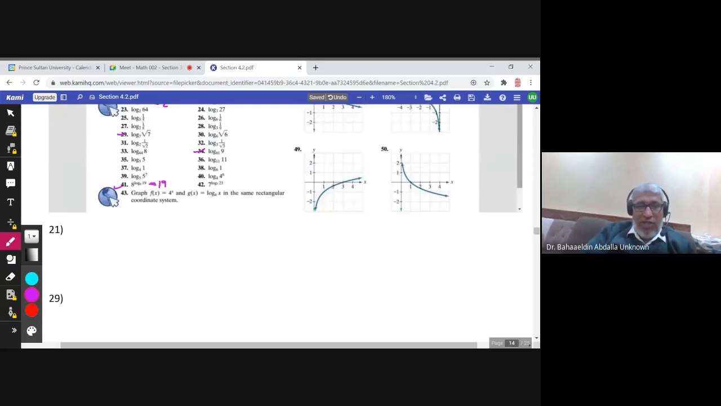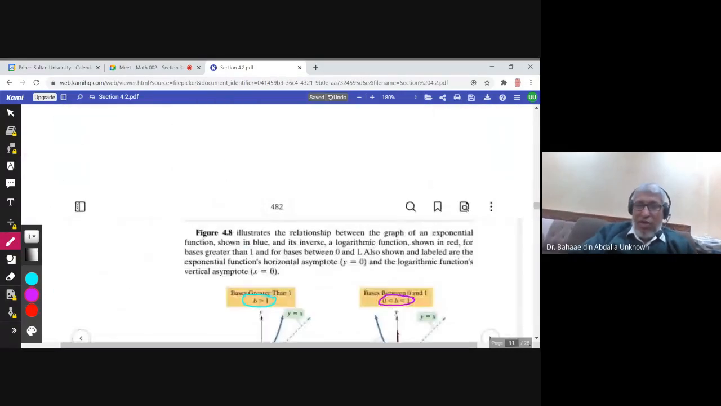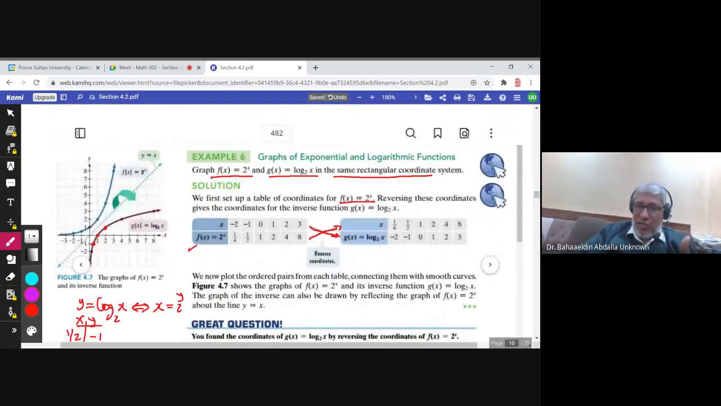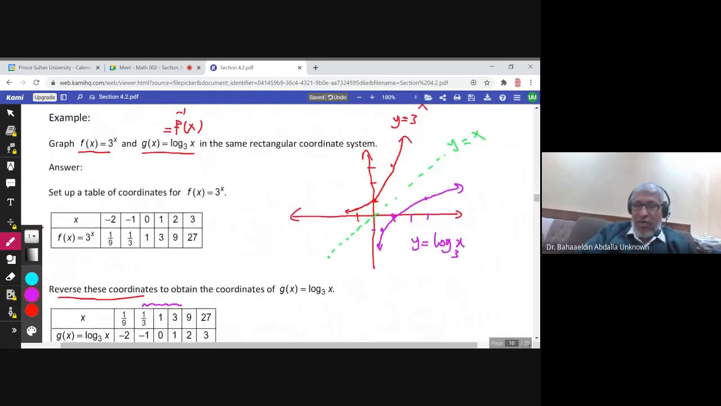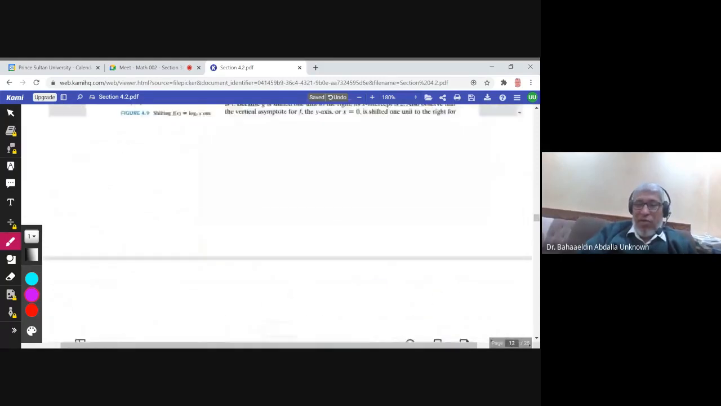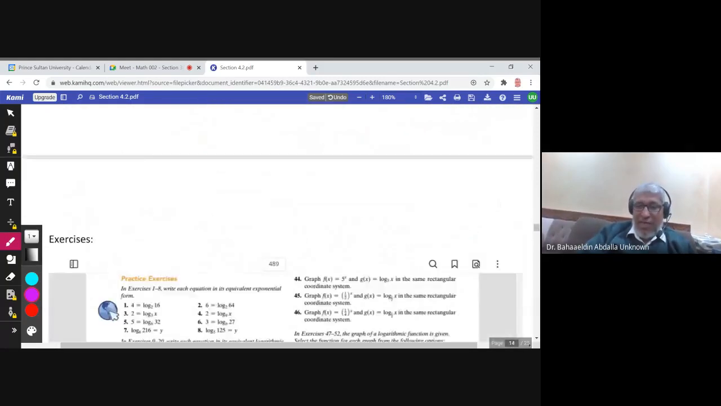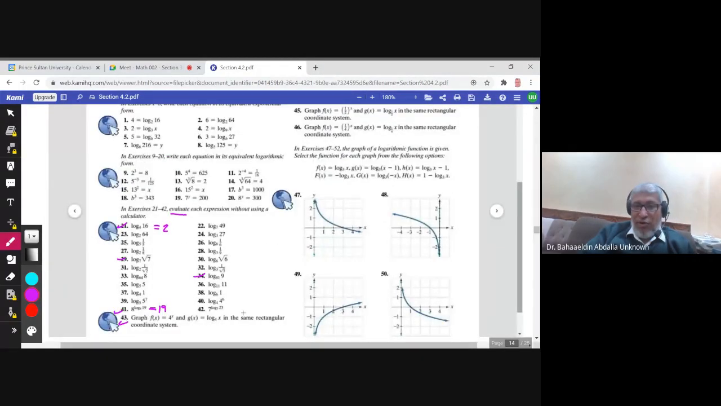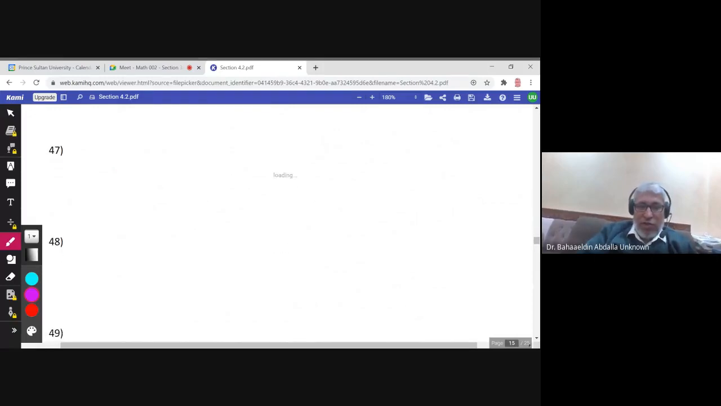Question 43 says graph f of x equals 4 to the power x and log x to the base 4 in the same rectangular coordinate system. We just did something similar. So please solve this question. It's similar to 2 to the power x and log x to the base 2, 3 to the power x and log x to the base 3, and here 4 to the power x and log x to the base 4. It is exactly the same. Only the table of coordinates will be different.